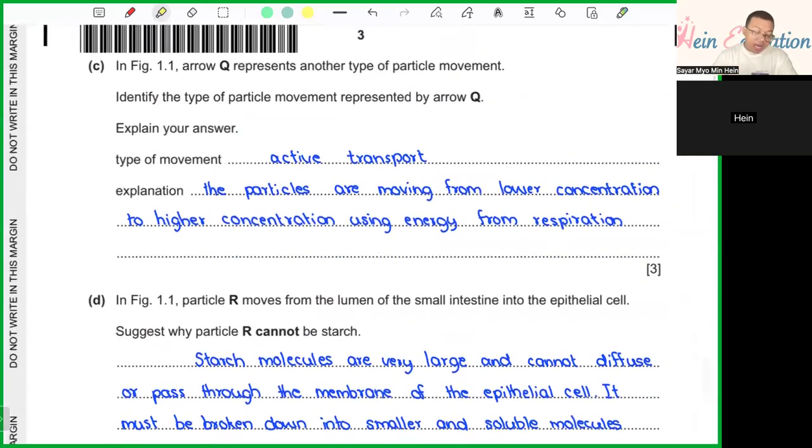And then in figure 1.1, arrow Q represents another type of movement. And as we have already seen, arrow Q is showing movement from low to high concentration. So the type of movement involved would be active transport. And the explanation is that the particles are moving from lower to higher concentration, against the concentration gradient, and it uses energy from respiration. So this is my answer.